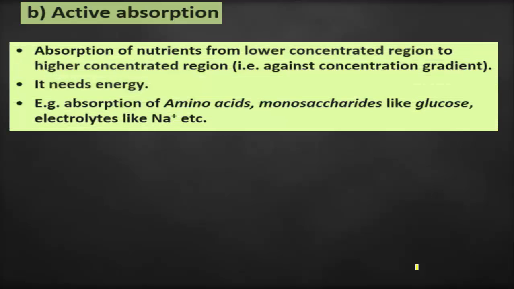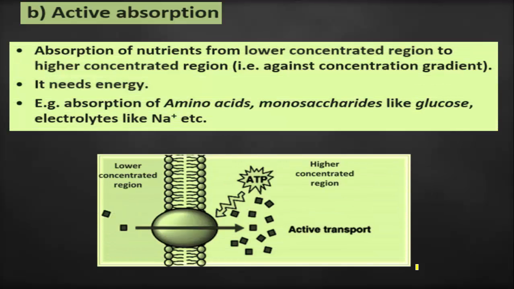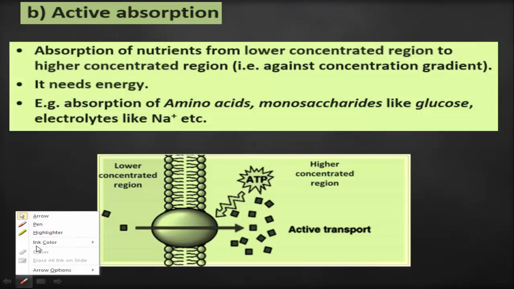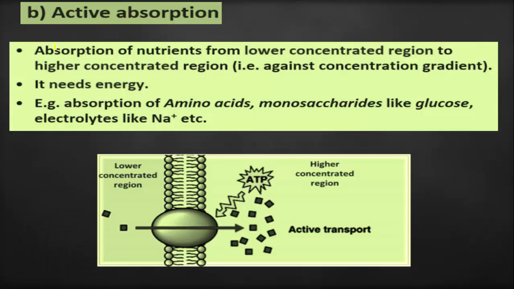Then one more method of absorption is active absorption. Then what is the difference? In active absorption, energy is used. Absorption of nutrients is completely opposite to the previous statement: from the lower concentrated region to the higher concentrated region, against the concentration gradient. Therefore, active absorption needs energy in the form of ATP.